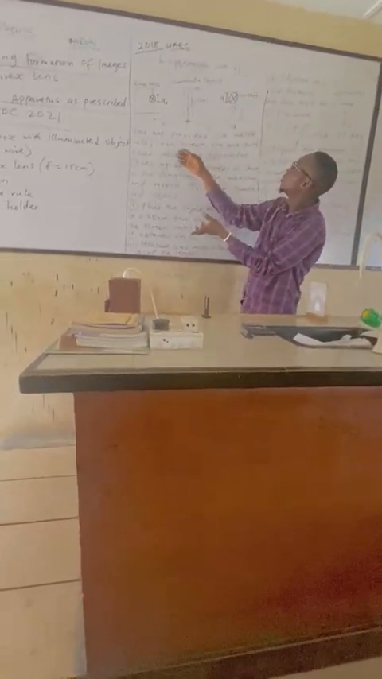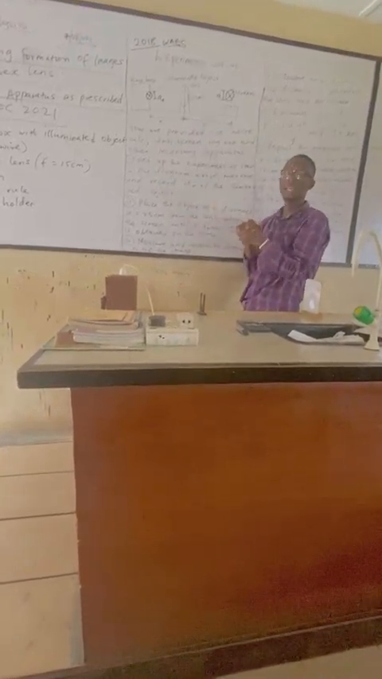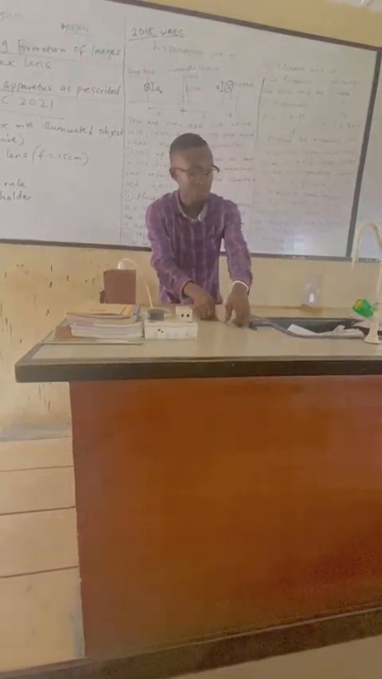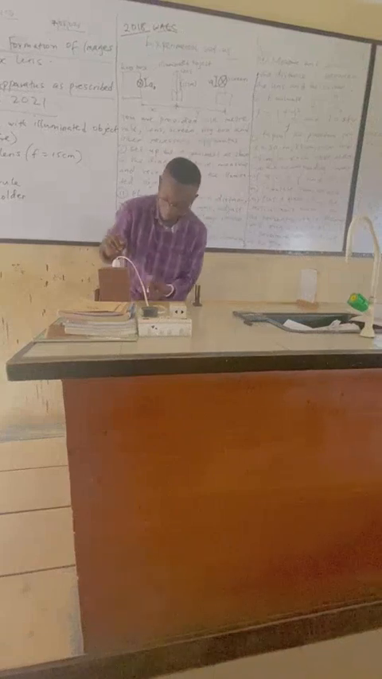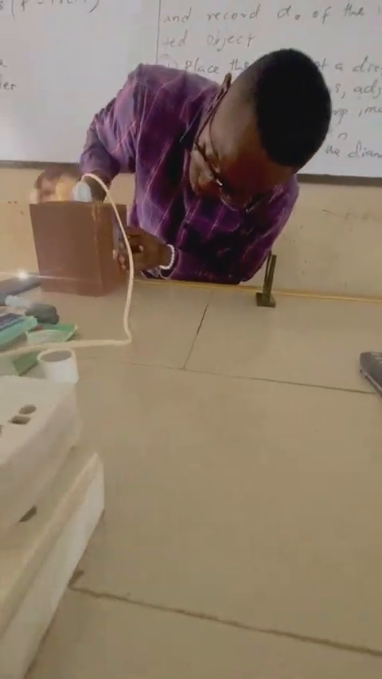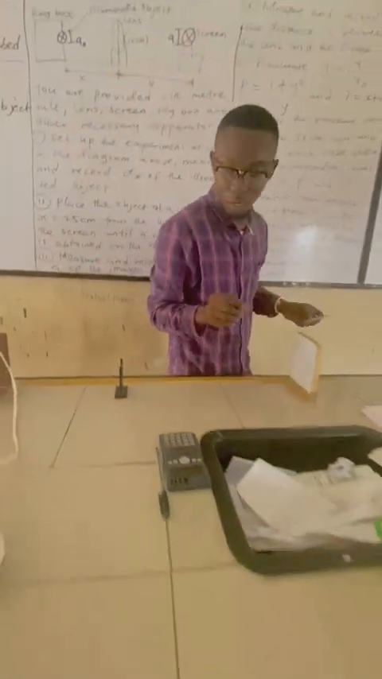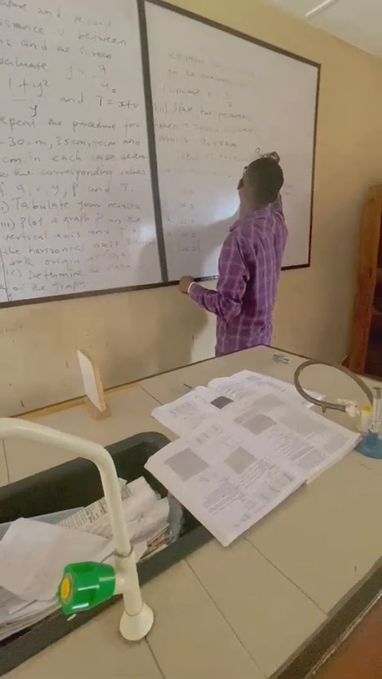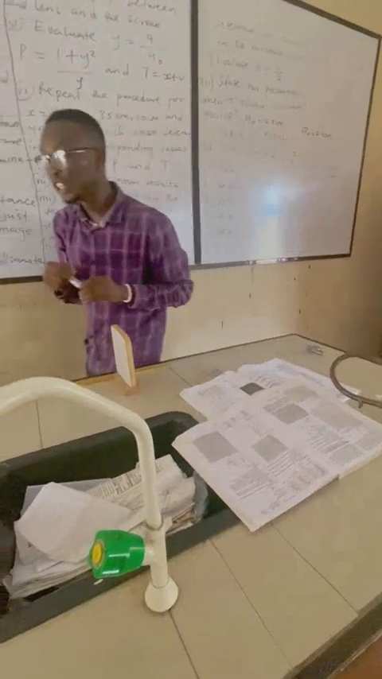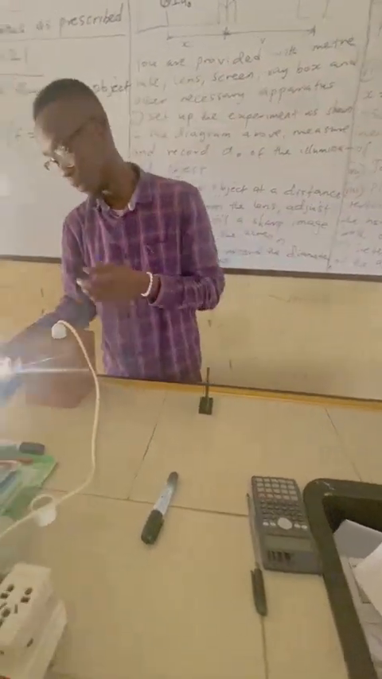So you are provided with a meter rule, the lens, the screen, the ray box, and other necessary apparatus. Set up the experiment as shown. Record A0 of the illuminated object. So that's what we are going to do. This is our illuminated object. The hole here we are going to measure. So I'll use a ruler to measure this. From my ruler here, the diameter of the ray box opening, A0, is 2 centimeters. So we are going to record A0 as 2 centimeters. So in our table of results, we'll have A0 equal to 2.0 centimeters, which stands for the diameter of the light that is being projected from the ray box. So please, let's take note of that.